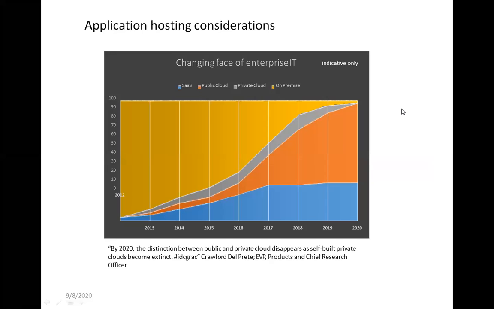It was predicted that by 2020, the distinction between public and private cloud disappears as self-built private clouds become extinct. People will not have their own private cloud because they will take the services of Amazon for various purposes. They will not develop their own private cloud. So self-built private clouds become extinct with the passage of time.